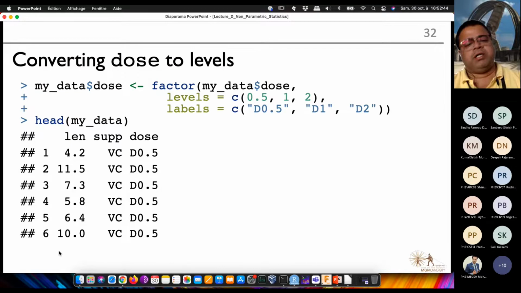I have to convert my dose to levels. So how do I convert my dose to levels? I use the command called factor, and I will convert my dose to levels. This is what I have to do. Levels and labels, these three things. Label is a different thing, level is a different thing. So I am going to convert this. So let us do it live.